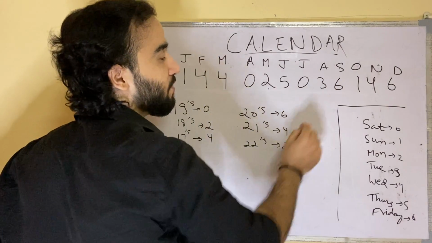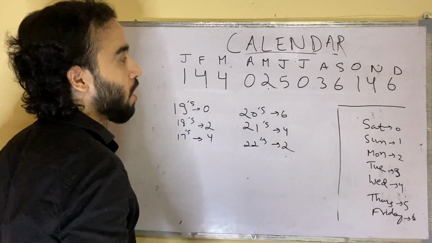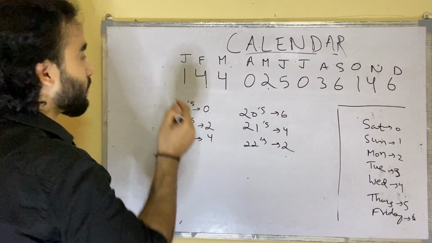I'm going to find 3. What is the number for December? It's 6. What is the number for March? It's 4. What is the number for April? It's 0. Okay. This was the first.